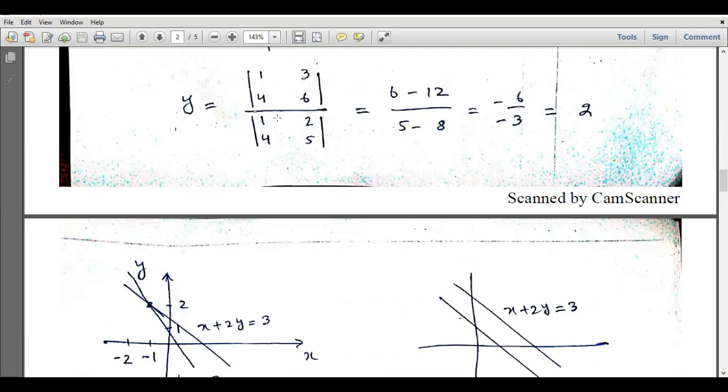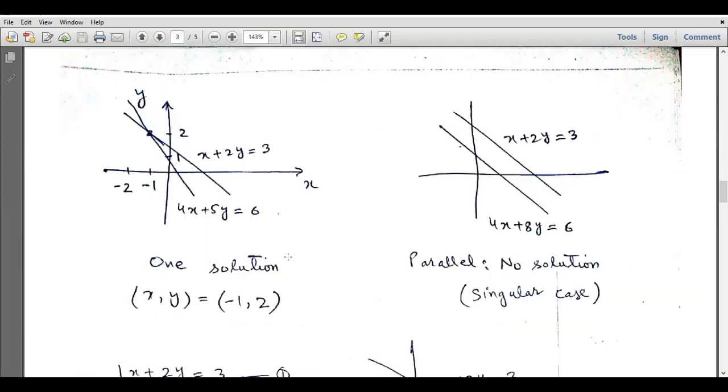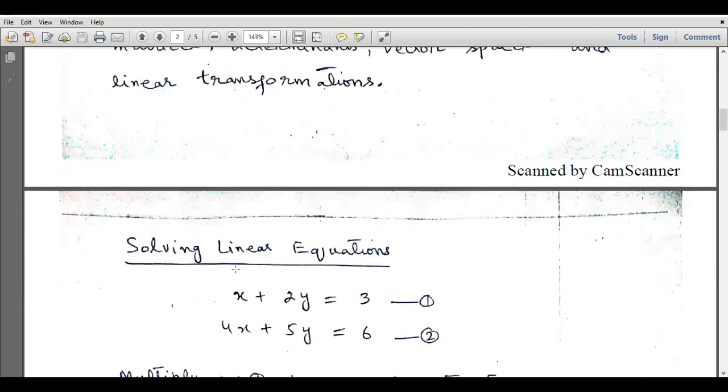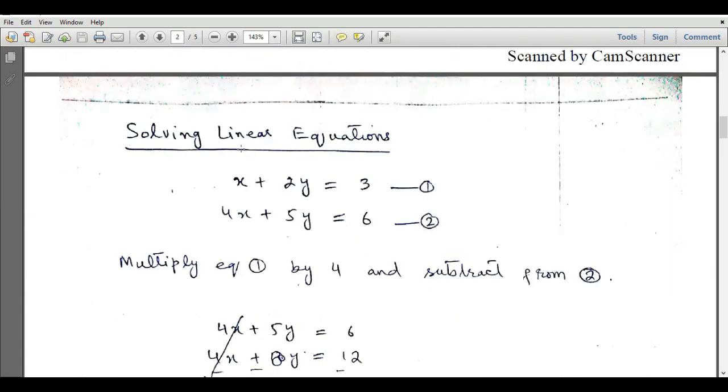Mathematically, these equations can be solved by these methods, but graphically, there should be some physical interpretation behind the solution of these simultaneous equations. Both these equations actually correspond to lines, straight lines. This is the equation of a straight line. This is also the equation of a straight line. Since these are linear equations, they will correspond to straight lines.